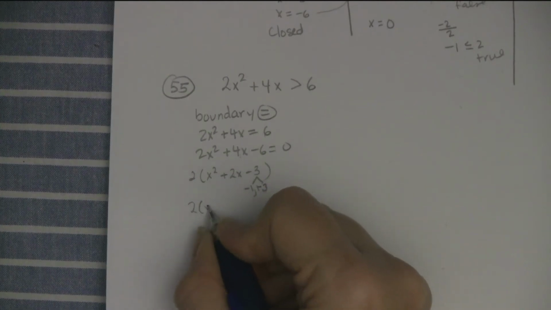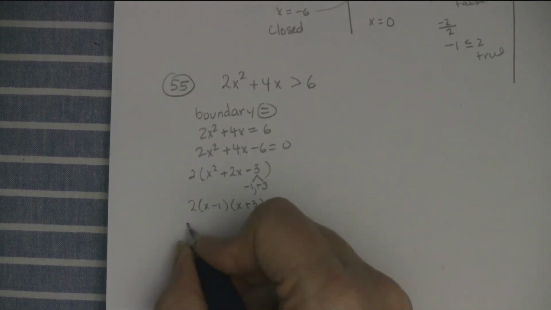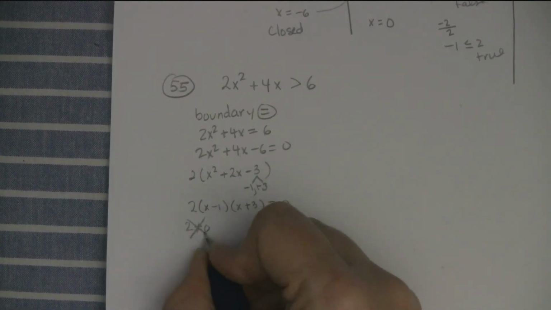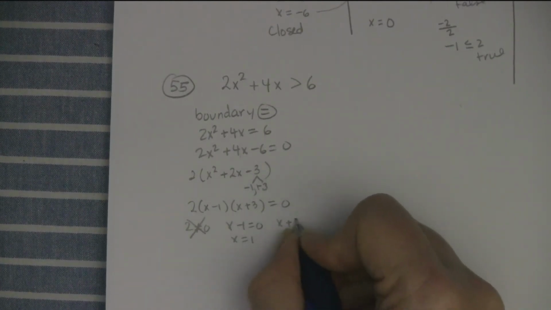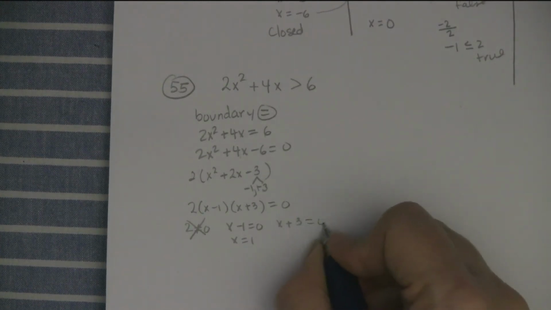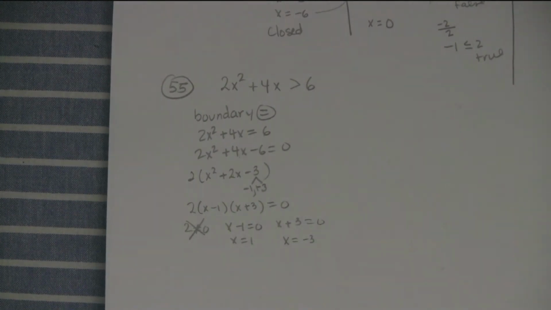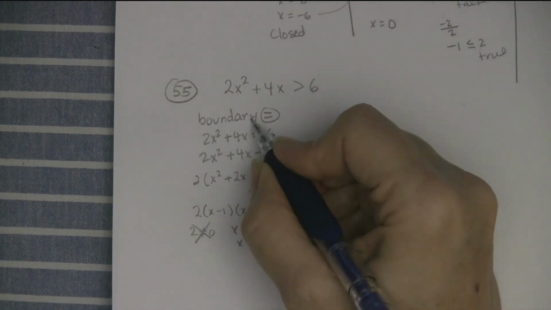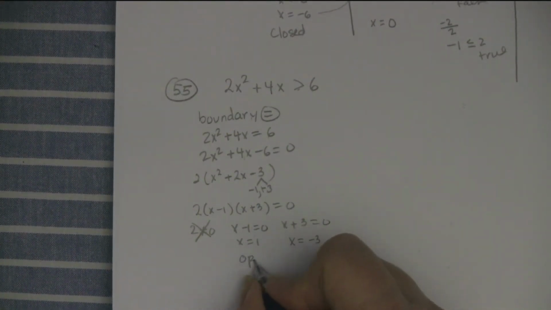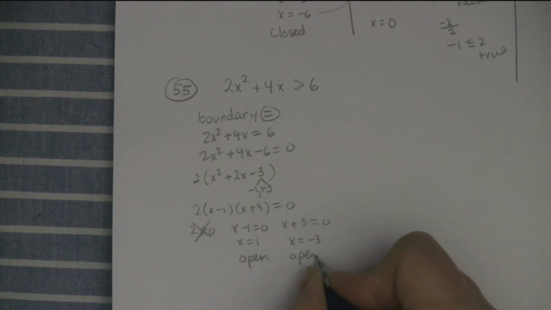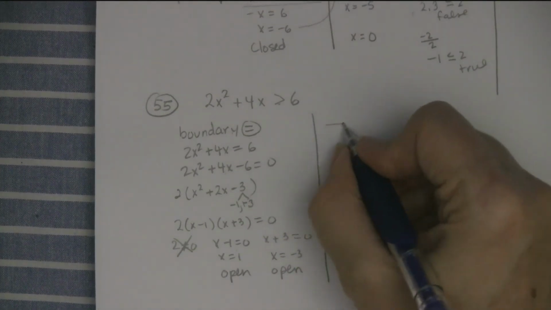So this is 2 times x minus 1 times x plus 3 is equal to 0. 2 never equals 0, so that's not going to give a solution. x minus 1 equals 0 where x is 1, and x plus 3 equals 0 when x is equal to -3. And so what you do with those is you put them on your number line, and the boundaries are either open or closed depending on this. And this is open, so these are both open.